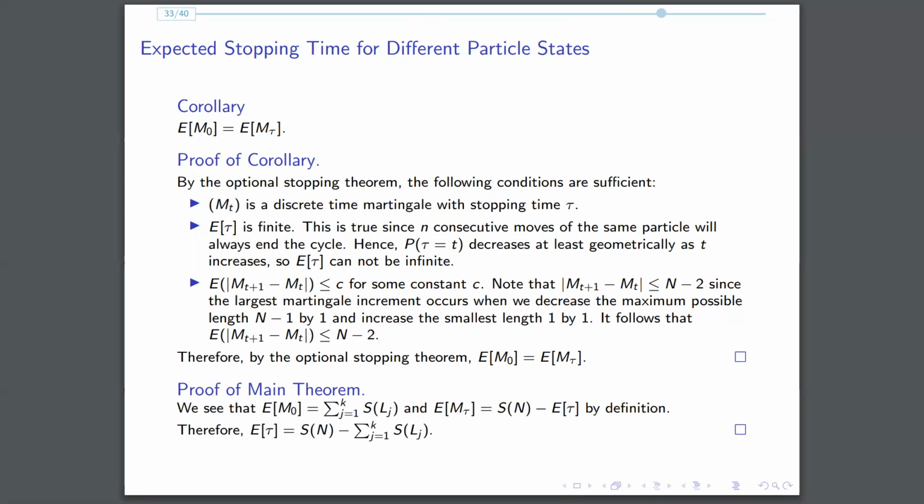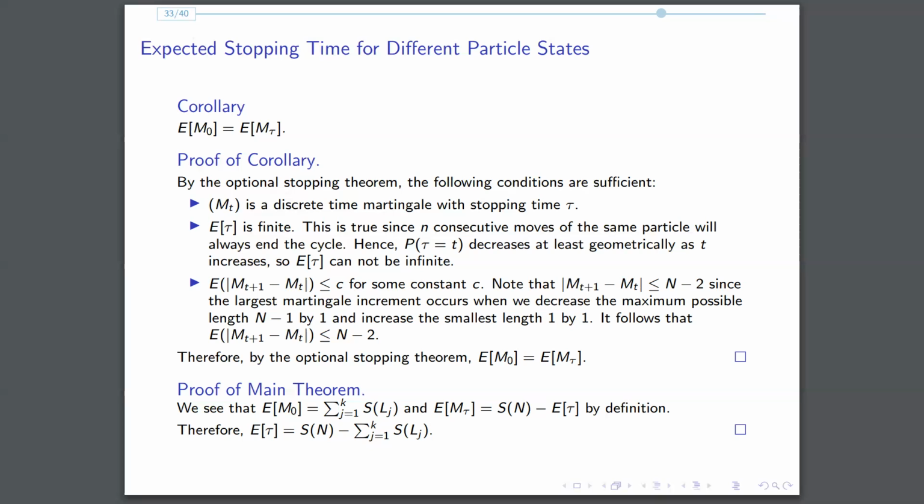This is true since n consecutive moves of the same particle will go around the circle, coalescing with all of the particles, and it will always end the cycle and create a coalescence. Hence, the probability that tau equals t decreases at least geometrically as t increases, so the expected value of tau cannot be infinite. And that is the second condition.